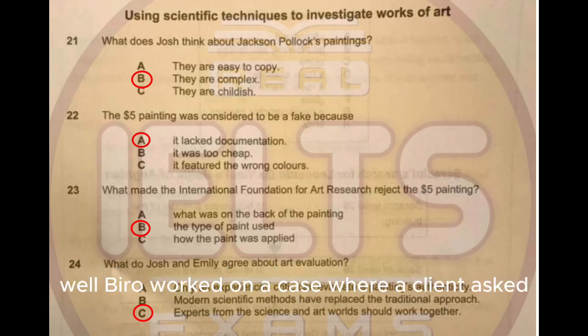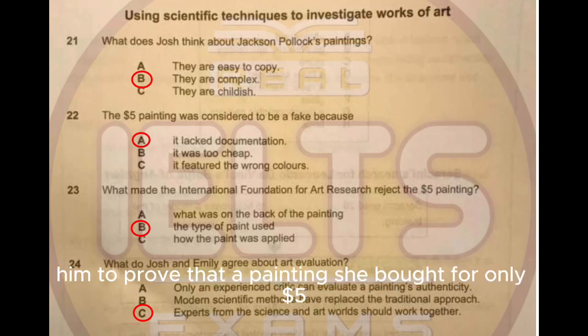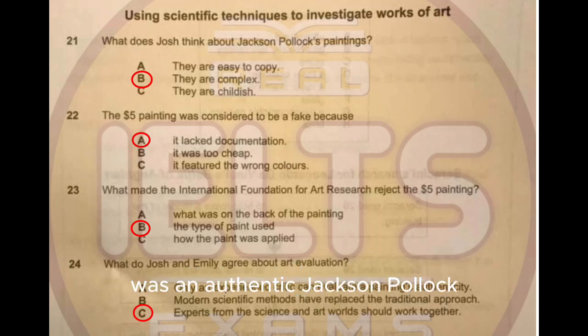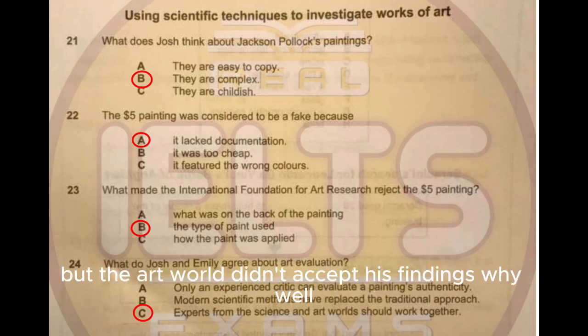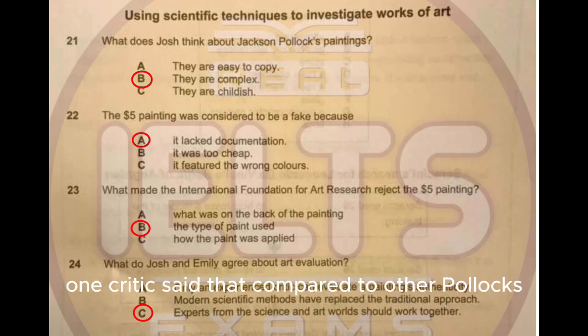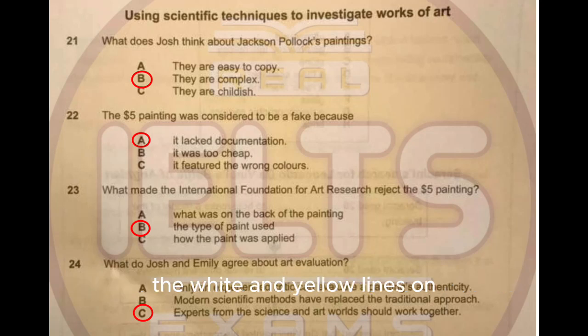Well, Biro worked on a case where a client asked him to prove that a painting she bought for only $5 was an authentic Jackson Pollock. So was it a fake? Well, Biro found evidence to show it was a genuine Pollock, but the art world didn't accept his findings. Why? Well, one critic said that compared to other Pollocks, the white and yellow lines on the painting were too straight. Come on, Josh. That doesn't seem that convincing. No, you're right. It is a bit weak.